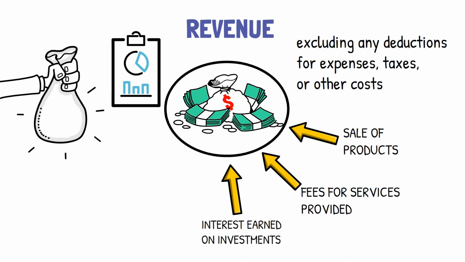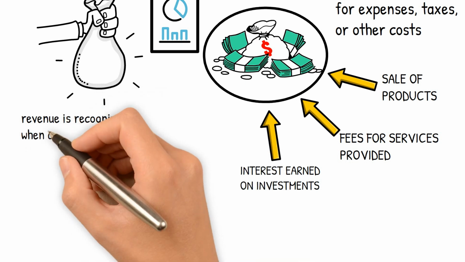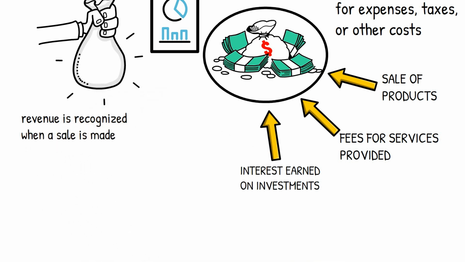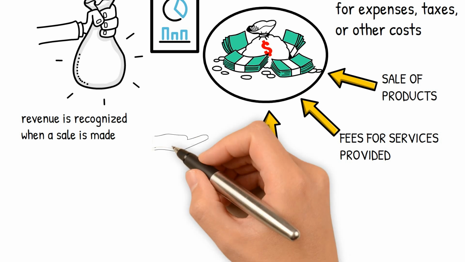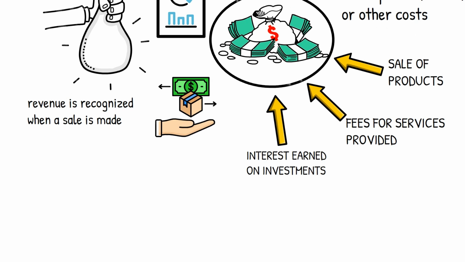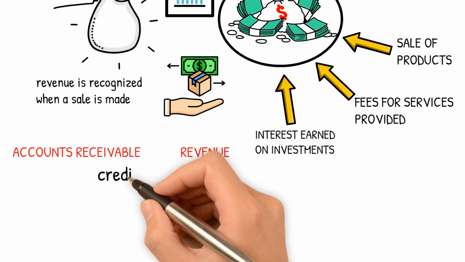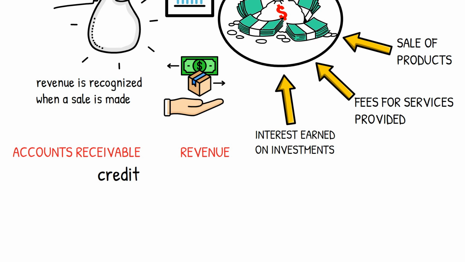Accounting records revenue when earned, regardless of when payment is received. This means revenue is recognized when a sale is made, even if payment is received later or in installments. Credits are also used to record revenues and gains, which increase equity or decrease liabilities. For example, when a business sells goods or services on credit, the accounts receivable and revenue accounts increase. This transaction is recorded as a credit to the accounts receivable account and a debit to the revenue account.